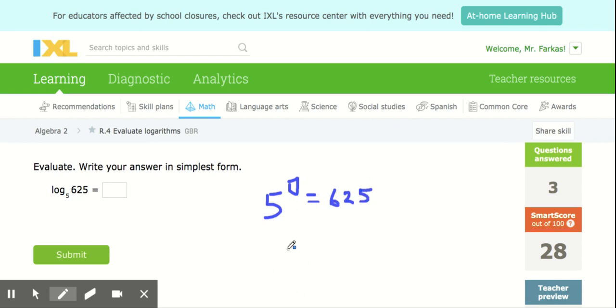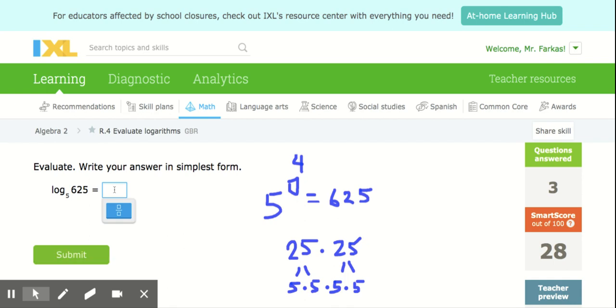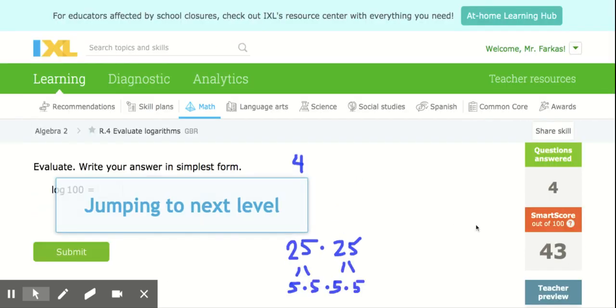Well, 625 is the same as 25 times 25, right? That's the square root of 625. And 25 can be broken down into 5 times 5. And if you didn't know that the square root of 625 is 25, that's a really common number sense problem. So 25, 125, 625, that's 4 5's, right? So 5 to the 4th power is equal to 625. So log base 5 of 625 equals 4. Okay, let's keep going and see if we need to use fractions or negative numbers.